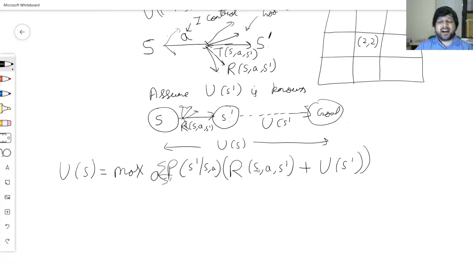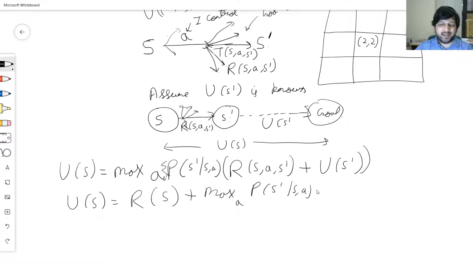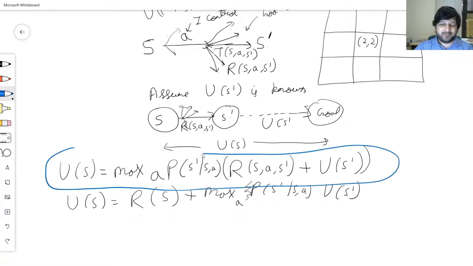If instead of R(S, A, S dash) you have rewards only defined on state S, then it becomes easy. It becomes R(S), which can come out of the probabilities and everything, plus max over A of the sum over S dash of P(S dash given S, A) times the utility of S dash. So this was, in short, an expression which was very intuitively done.